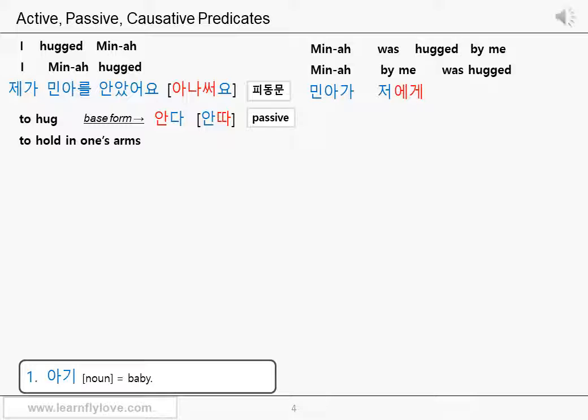Let's take a look at the predicate part. Was hugged. It's in the passive voice. The base form of the verb hug is 안다 in Korean, and the stem is 안, right? In order to turn it into the passive form, you need to add the affix 기 to the stem 안 and add 었어요 to put it in the past tense. 안, 기, 었어요. 기 and 었 sound combine together one more time and make 겼 sound. 기었, 겼.